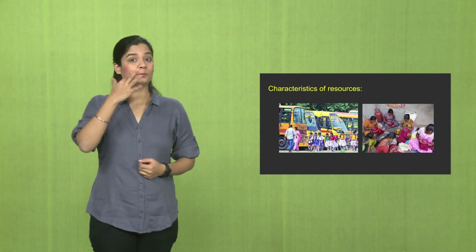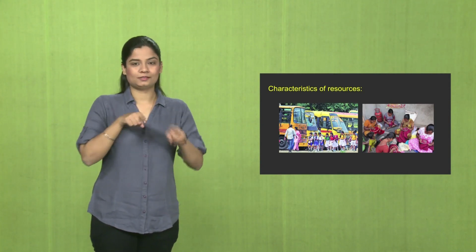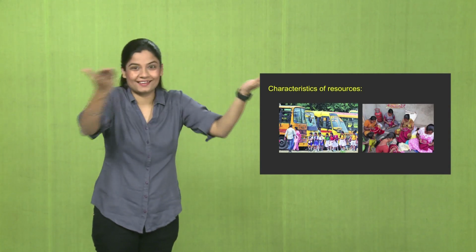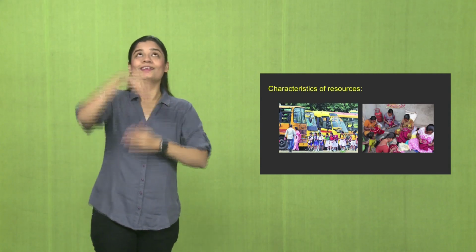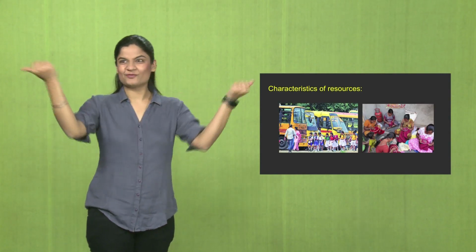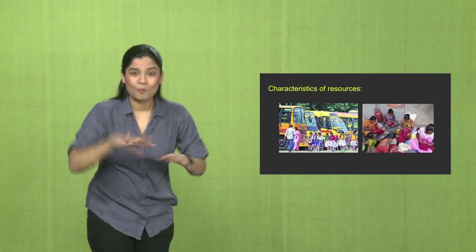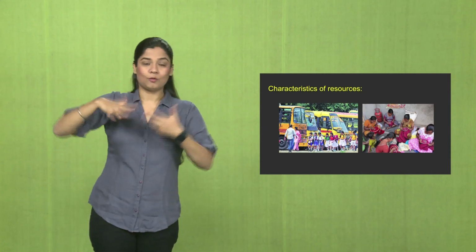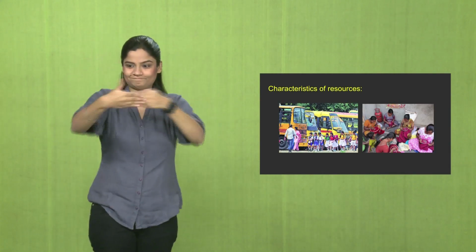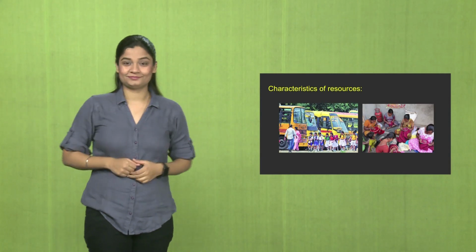There are certain characteristics of resources. First, resources are useful. A house is that which provides us shelter. Without a house, without a roof, can we survive? Can we survive without shelter? Why? We can't survive. There will be rain, there will be heat, there will be cold. So, we all need a house to protect us, to provide us shelter. So, it's an important resource.